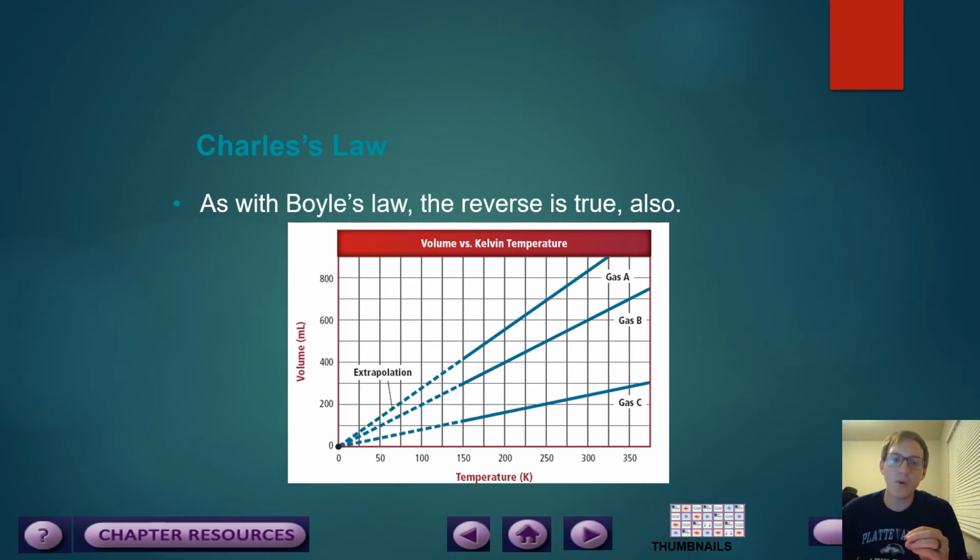Okay, so as with Boyle's law, the reverse is also true. So if you look here, we have temperature and volume. You'll notice that as temperature goes up, so does volume. So this is a direct relationship, whereas for Boyle's law, it was an inverse relationship. So as temperature goes up, volume goes up. As temperature goes down, volume will go down. Again, remember, this is keeping pressure constant.